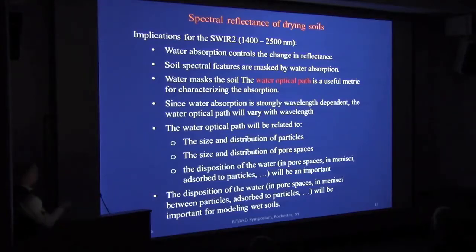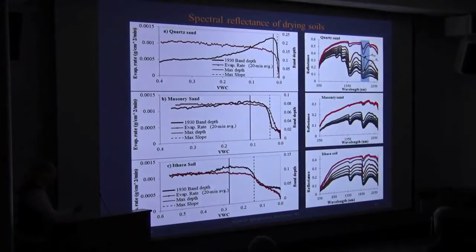Let me go back one slide and point out something. I can't see it well here. See this feature? That's a soil absorption feature. That appears when the soil is dry. Notice that it disappears as we go down, and it doesn't take much water to wipe that out. The water absorption is wiping out the soil characteristic features. They're gone. That even happens here. Yeah, here. You can see it better in the masonry sand. That's the soil absorption feature. It's gone.